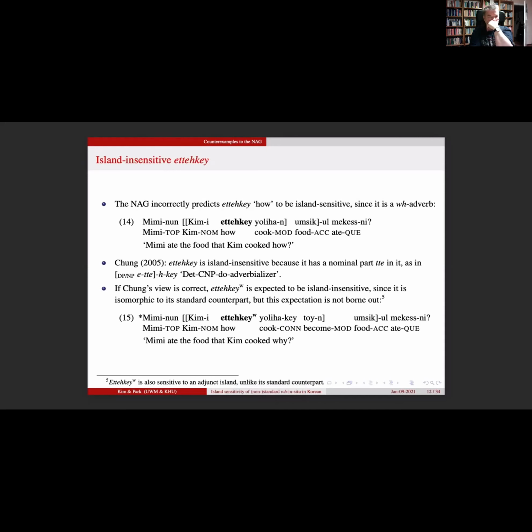The NAG also has difficulty explaining the island insensitivity of the WH adverb 어떻게, how, as in 14. 미미는 킴이 어떻게 요리한 음식을 먹었니? Here standard 어떻게 occurs inside the complex NP island. According to Chung 2005, the standard 어떻게 is island insensitive because it has a nominal part, 게, in it, like this. If Chung's analysis is correct, then non-standard 어떻게 should also be island insensitive, since it has the same morphological form as its standard counterpart. However, as shown in 15, the non-standard 어떻게 is sensitive to the complex NP island.